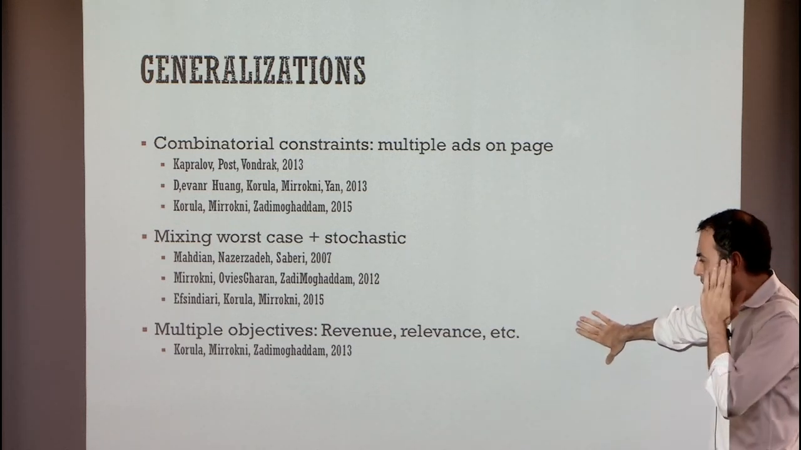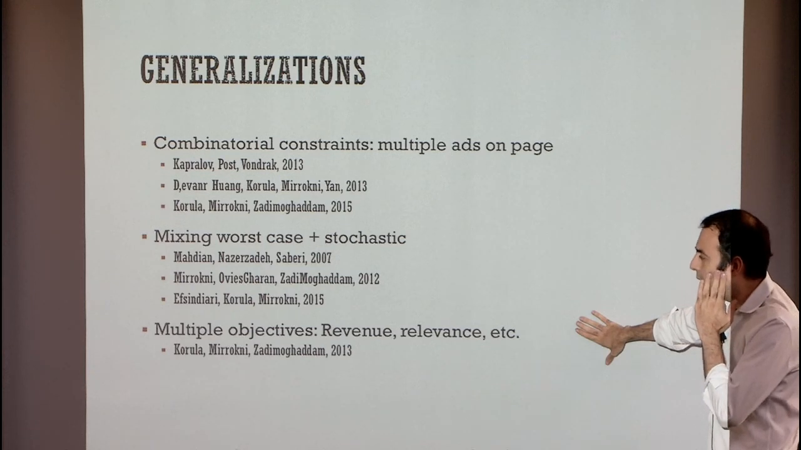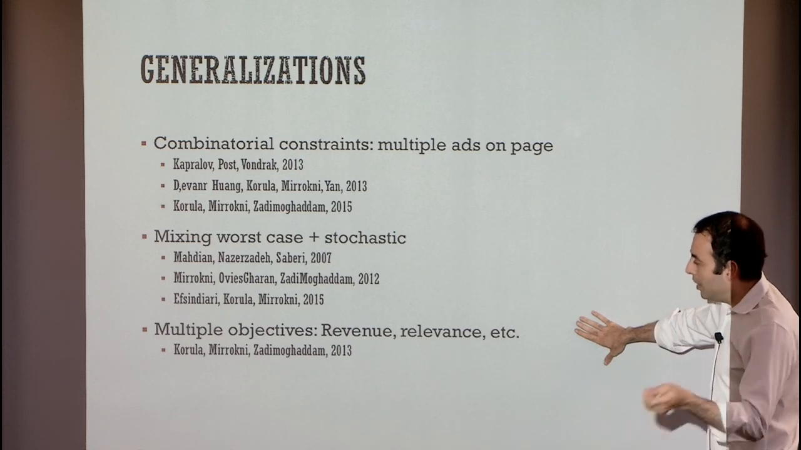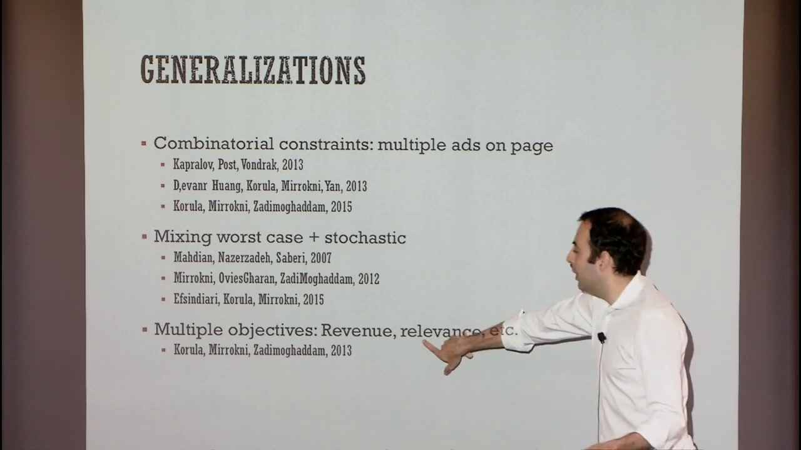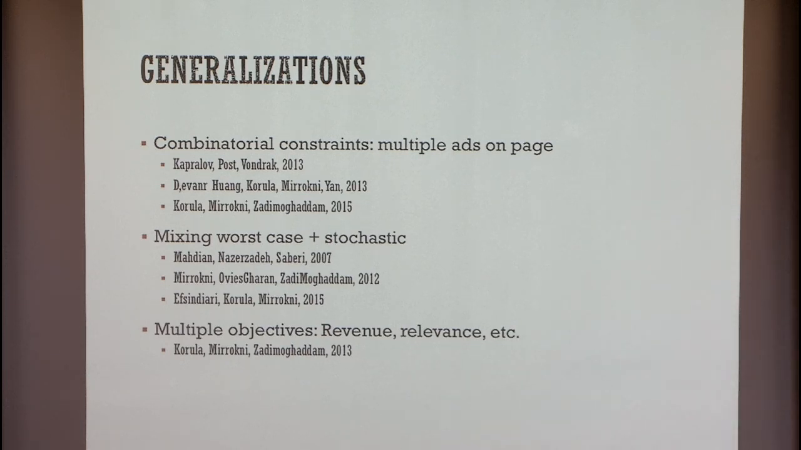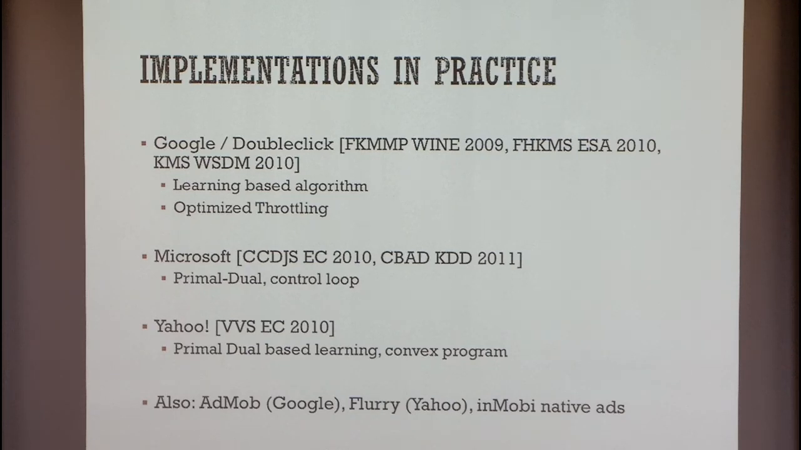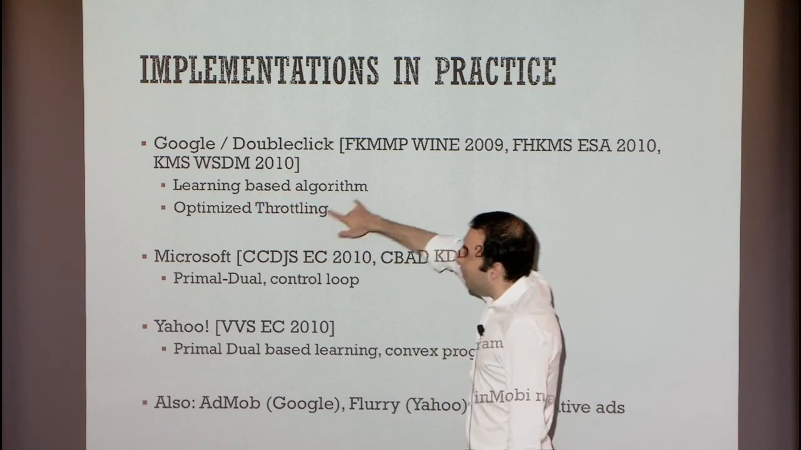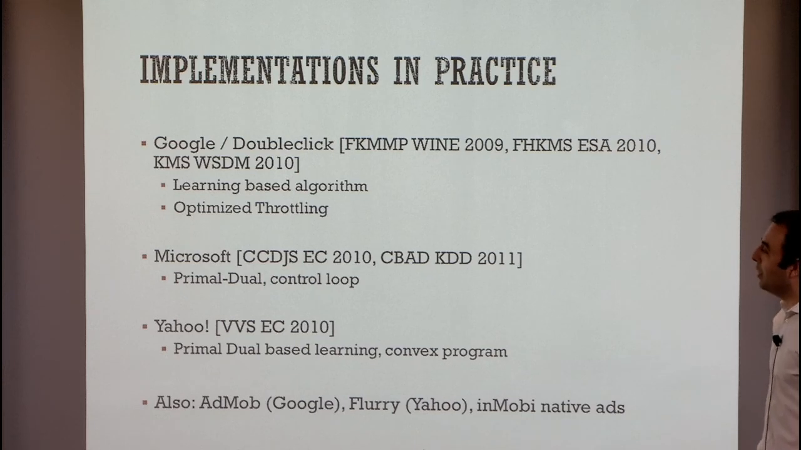Also, the objective function for most of these publishers is not exactly short-term revenue. They are trying to optimize the experience of the user as well. So that's where the relevance comes in, but it can be plugged into the objective function. When it comes to implementations in practice, this is one of the few areas where there is actually a published result on what each specific company is using. In Google and DoubleClick, the learning-based algorithm that I told you about briefly is the one that's being used.